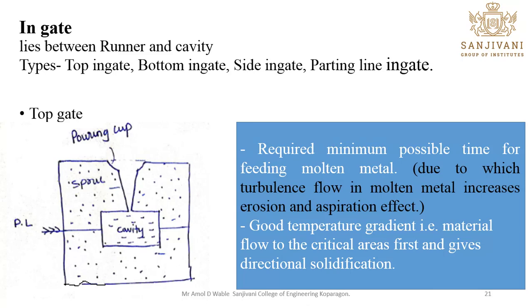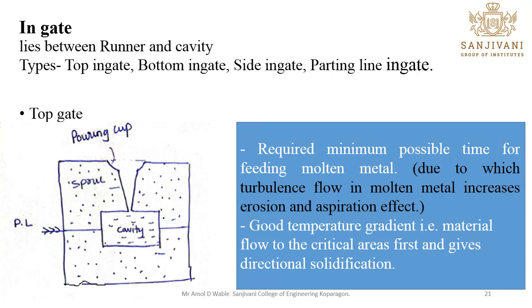So if you see the different types of gate, you can also call it an ingate or gate. There are three types basically: top gate, bottom gate and side gate, and another is a parting line gate. So let us see one by one.